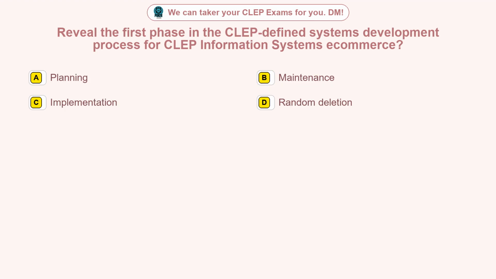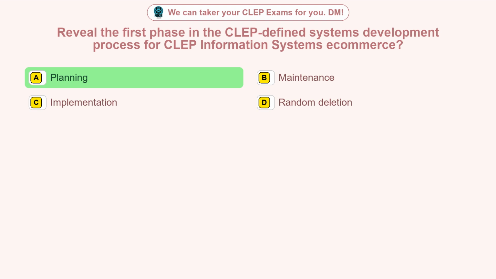Question 64. Reveal the first phase in the CLEP-defined systems development process for CLEP Information Systems Ecommerce. Option A. Planning. Option B. Maintenance. Option C. Implementation. Option D. Random deletion. The correct answer is option A.